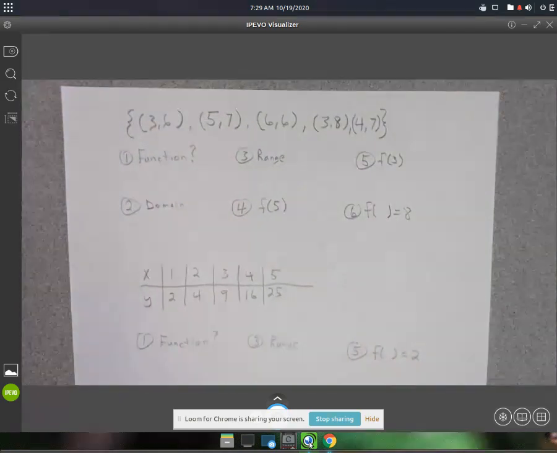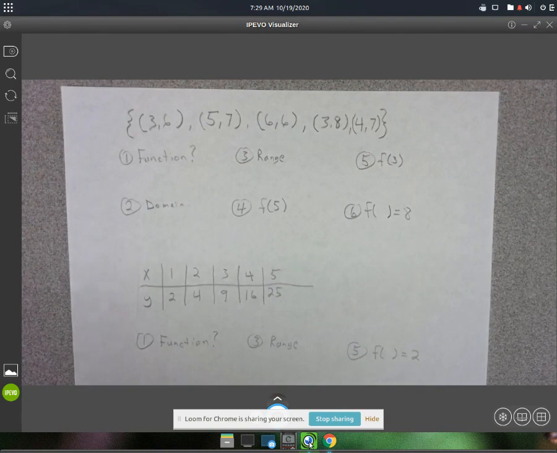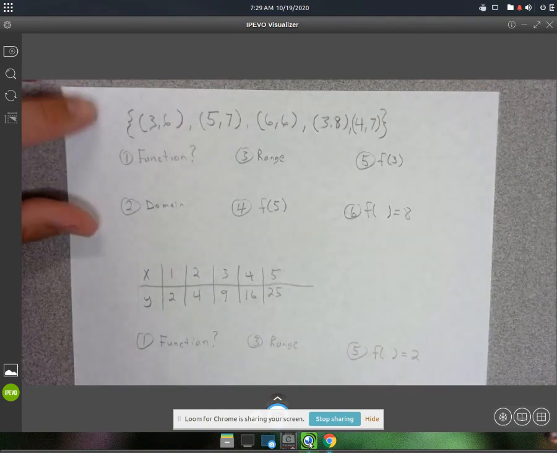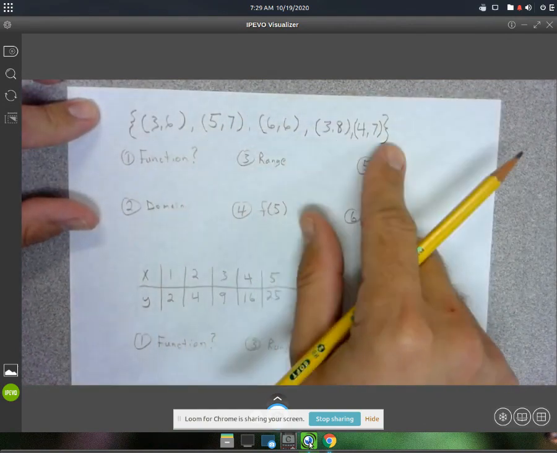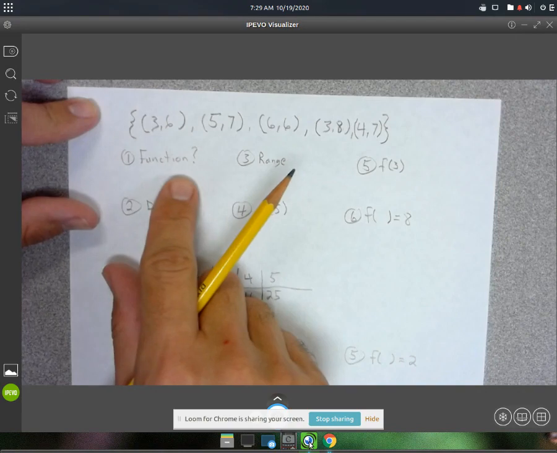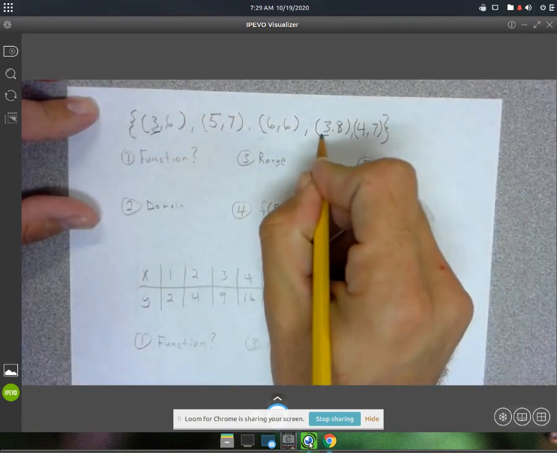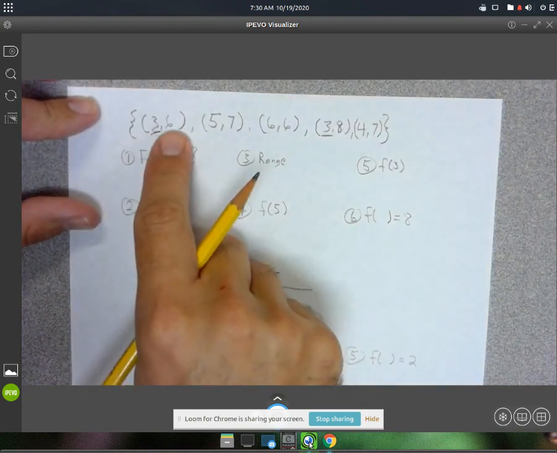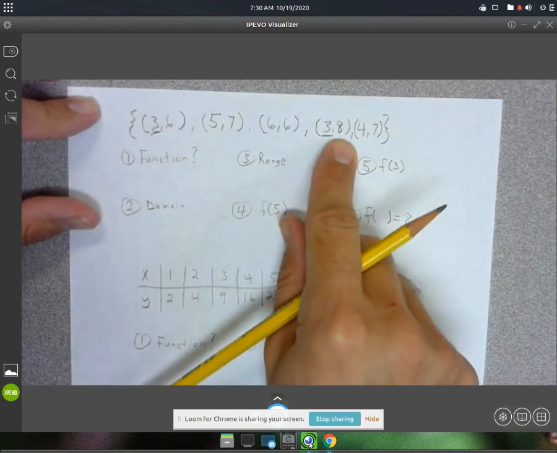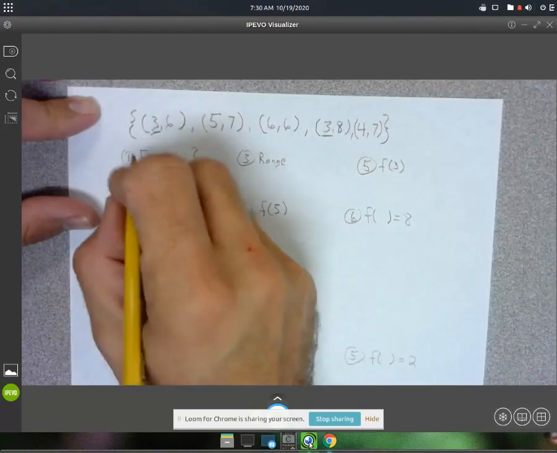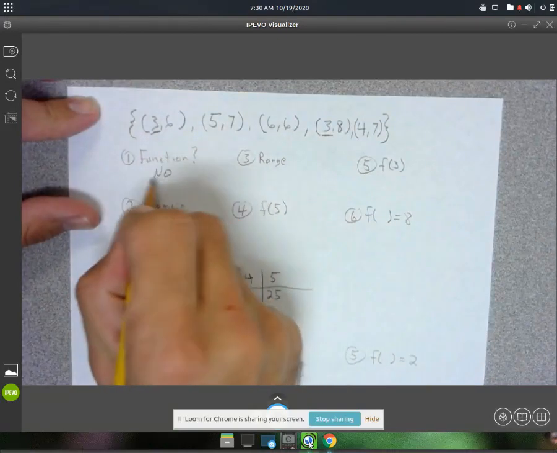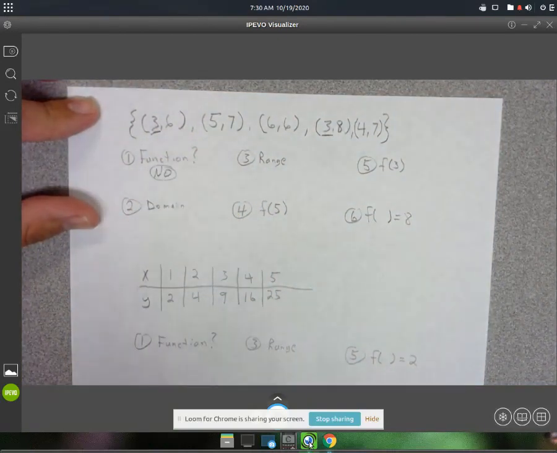All right, so I just want to give you some more examples here of functions or not, and evaluating functions. So this is a set of ordered pairs. Now, as to whether or not it's a function, if you look at 3, the input of 3 is going to 6, and it's also going to 8. So you have one input going to 2 different outputs. So no, it is not a function.